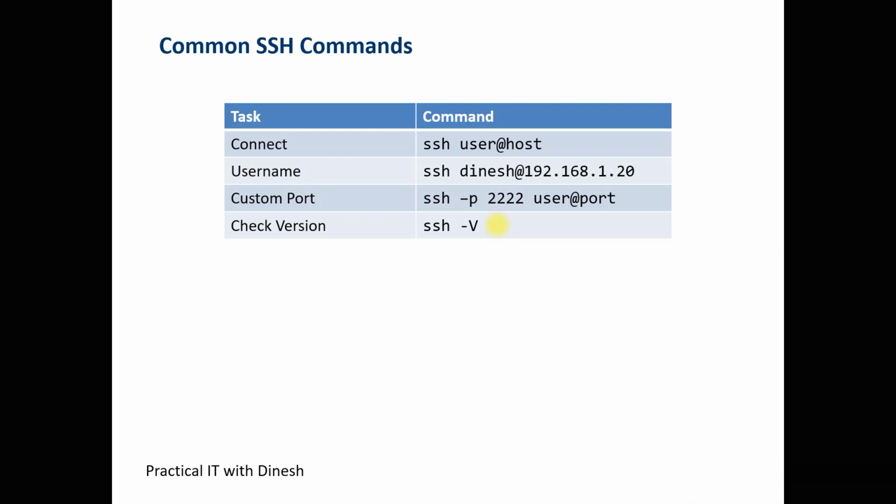ssh -V in caps displays the installed SSH client version. ssh user@host. This is the command you will use most often. ssh -p, use this if the SSH server is listening on a custom port. Don't worry about remembering every option today. We will continue building on SSH in future videos.